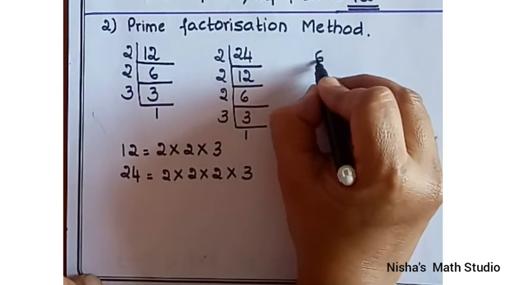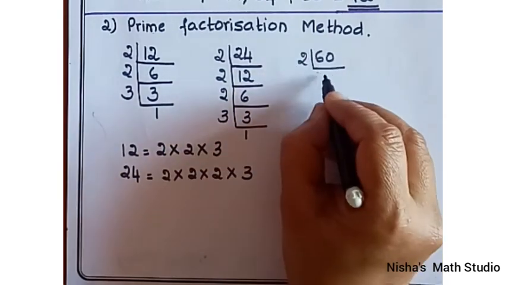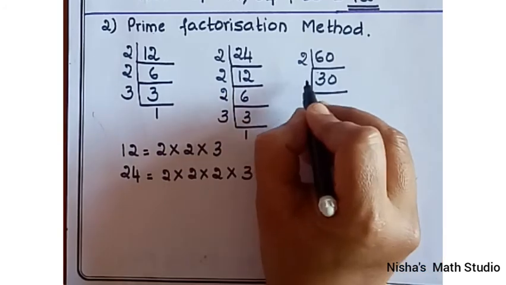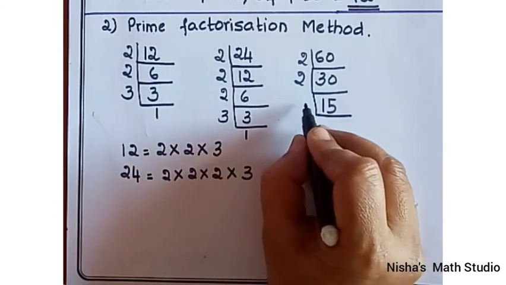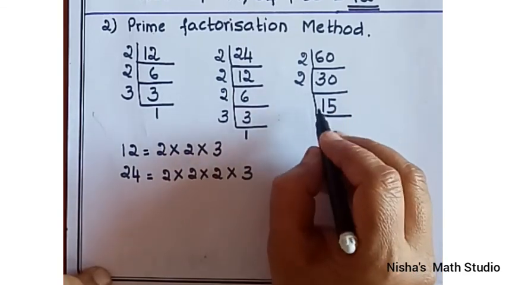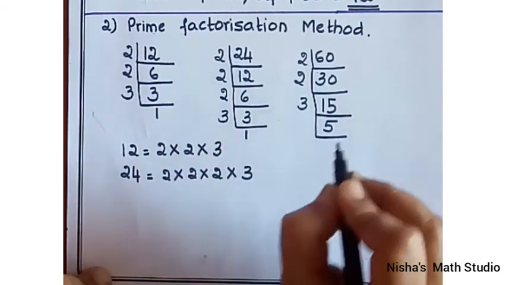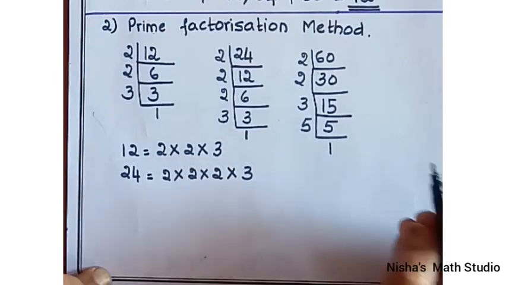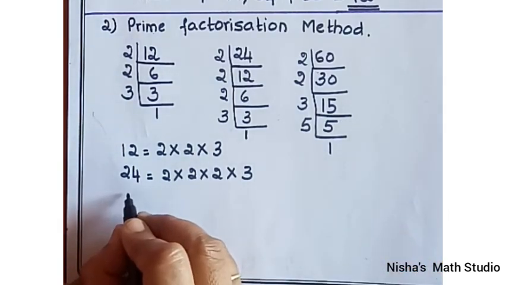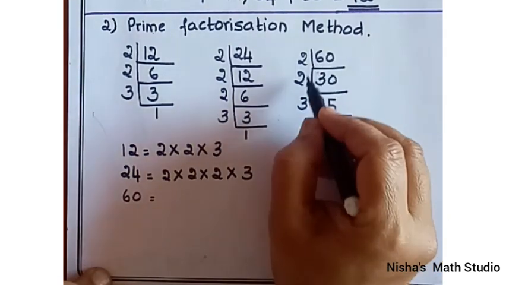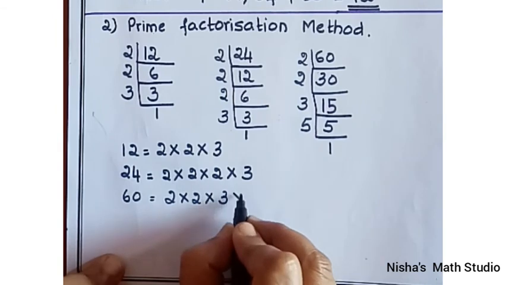The last one is 60. Let me prime factorize 60 now. 2 30s are 60. 2 15s are 30. Then it will not go in 2 now. Next prime number is 3. Does it go in 3? Yes. 3 5s are 15. 5 is again a prime number. So 5 1s are 5. You stop when the quotient you receive is 1. So what is the prime factorization for 60? It is 2 into 2 into 3 into 5.